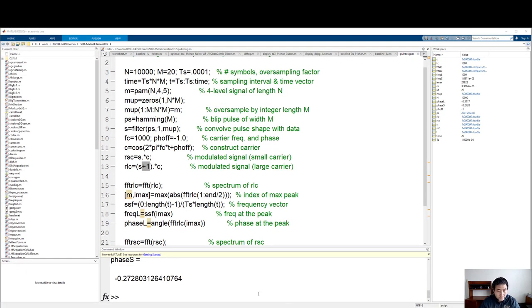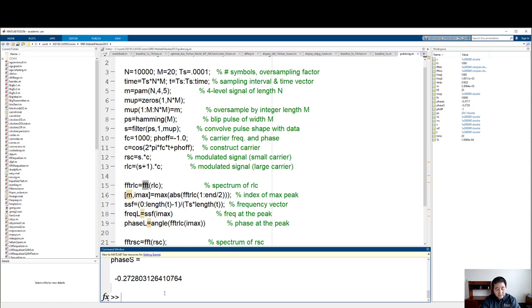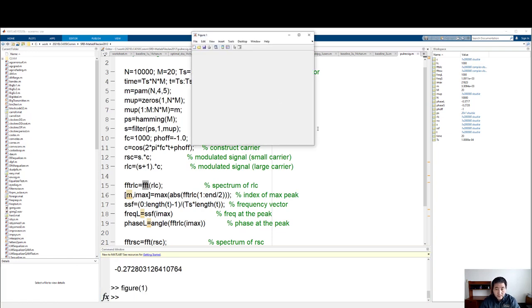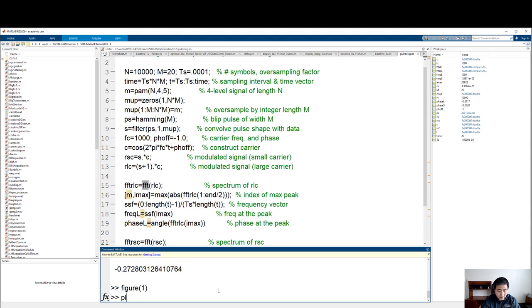Running the program, let's check the Fourier transform of the large carrier modulation. So FFT RLC. Let's plot that in Figure 1. I'm going to plot the ABS, absolute value, of FFT RLC.